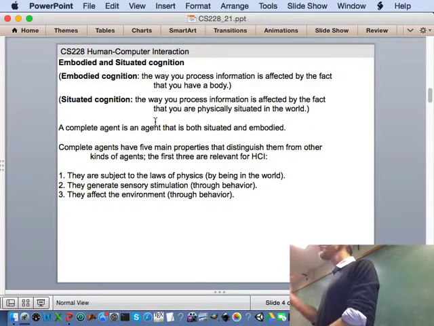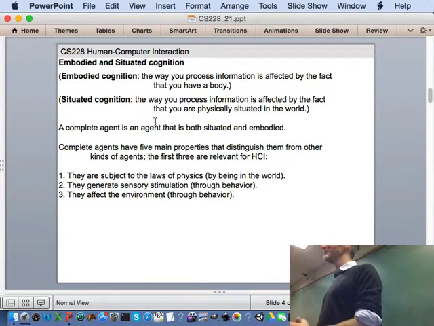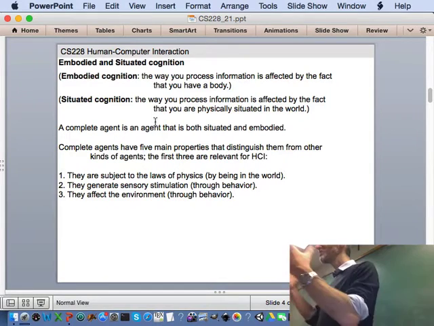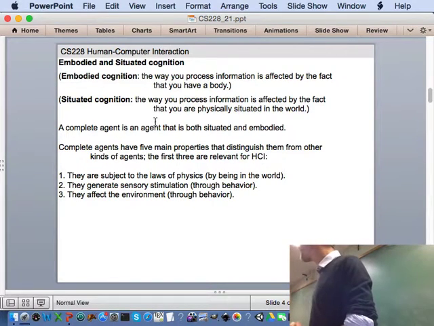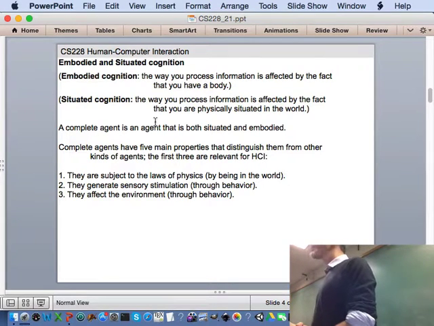A computer is also obviously subject to the laws of physics, but in a trivial sense, right? If I'm a complete agent and I have a body and I need to move around in the world, then things like mass and momentum and inertia and friction matter to me. They're going to act on me no matter what I do, right? I can't avoid that situation. I'm subject to the laws of physics. The moment I move as a complete agent, I generate sensory stimulation through my behavior.